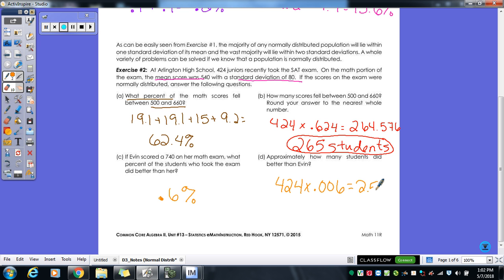.544, which rounds to 3. Only 3 students did better than she did.